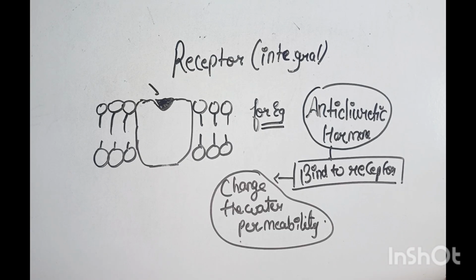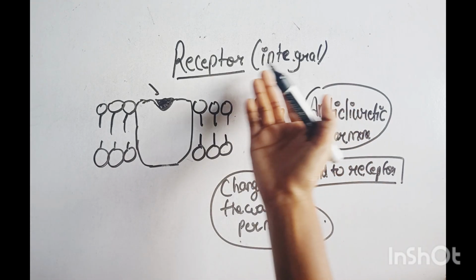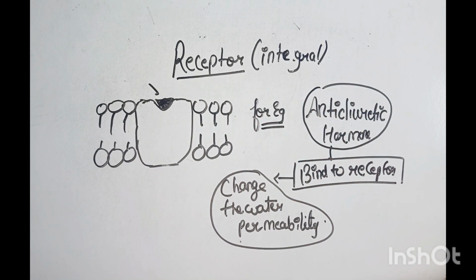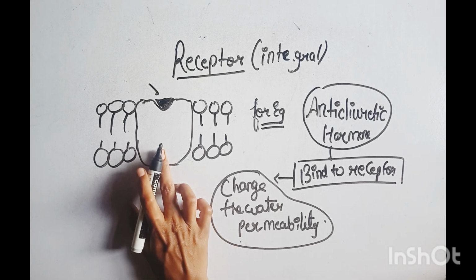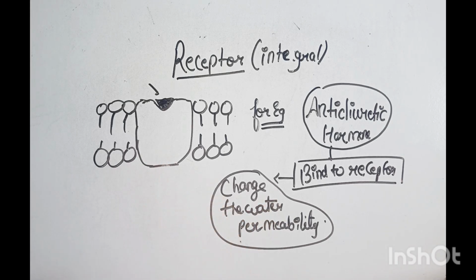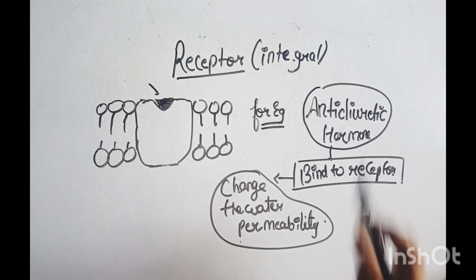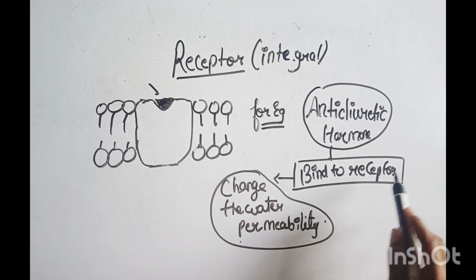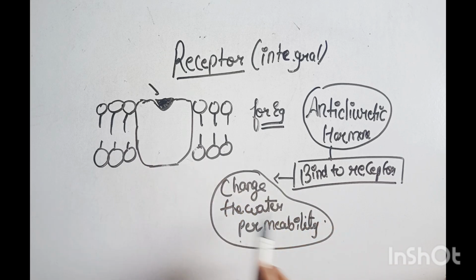Another function is that of a receptor. There are so many integral proteins which act like a receptor. What is a receptor? Receptor means that any substance, any ligand, binds to these receptors, which alters the function of the cell. For example, antidiuretic hormone binds to these receptors, which changes the water permeability. So this is another function of the membrane protein.